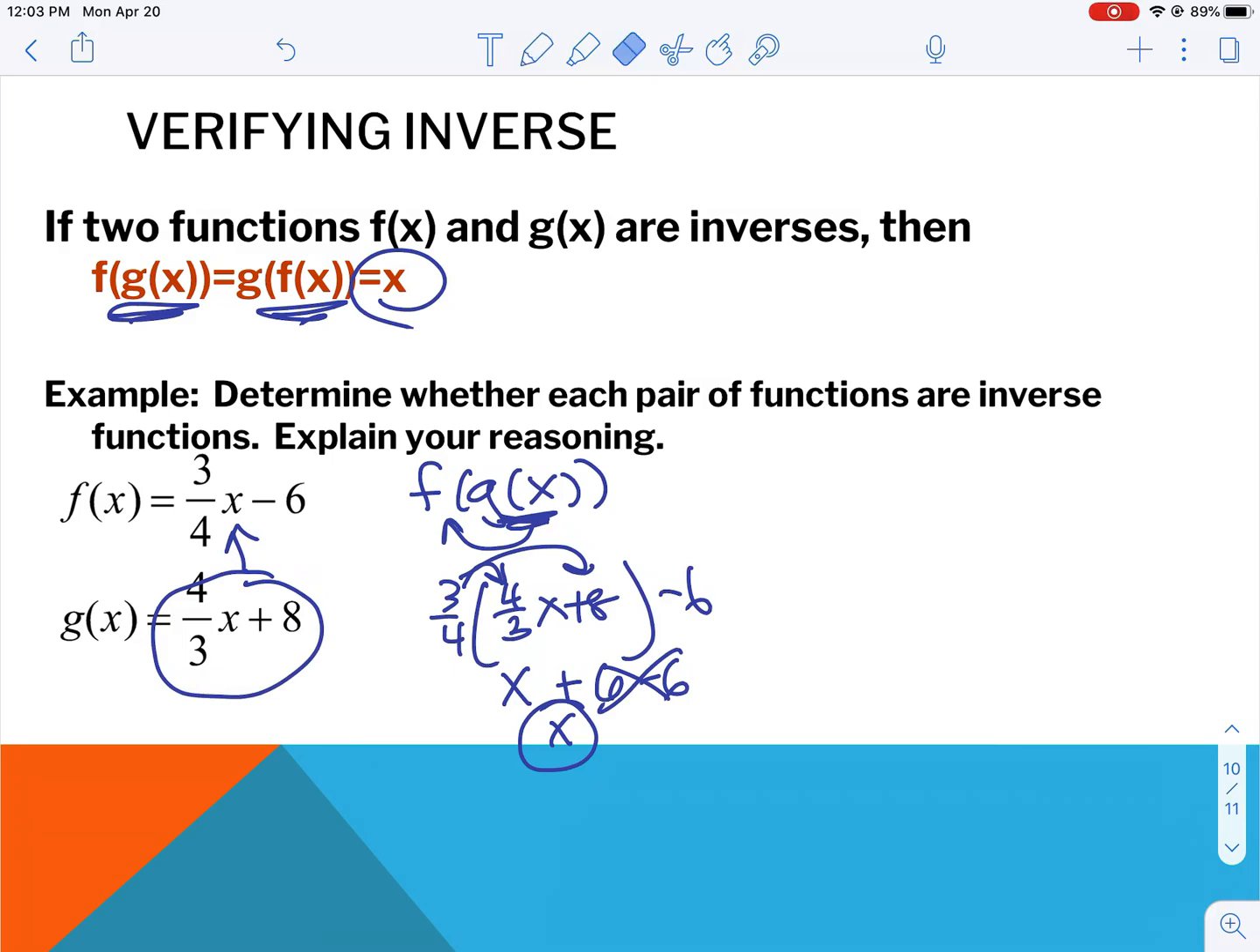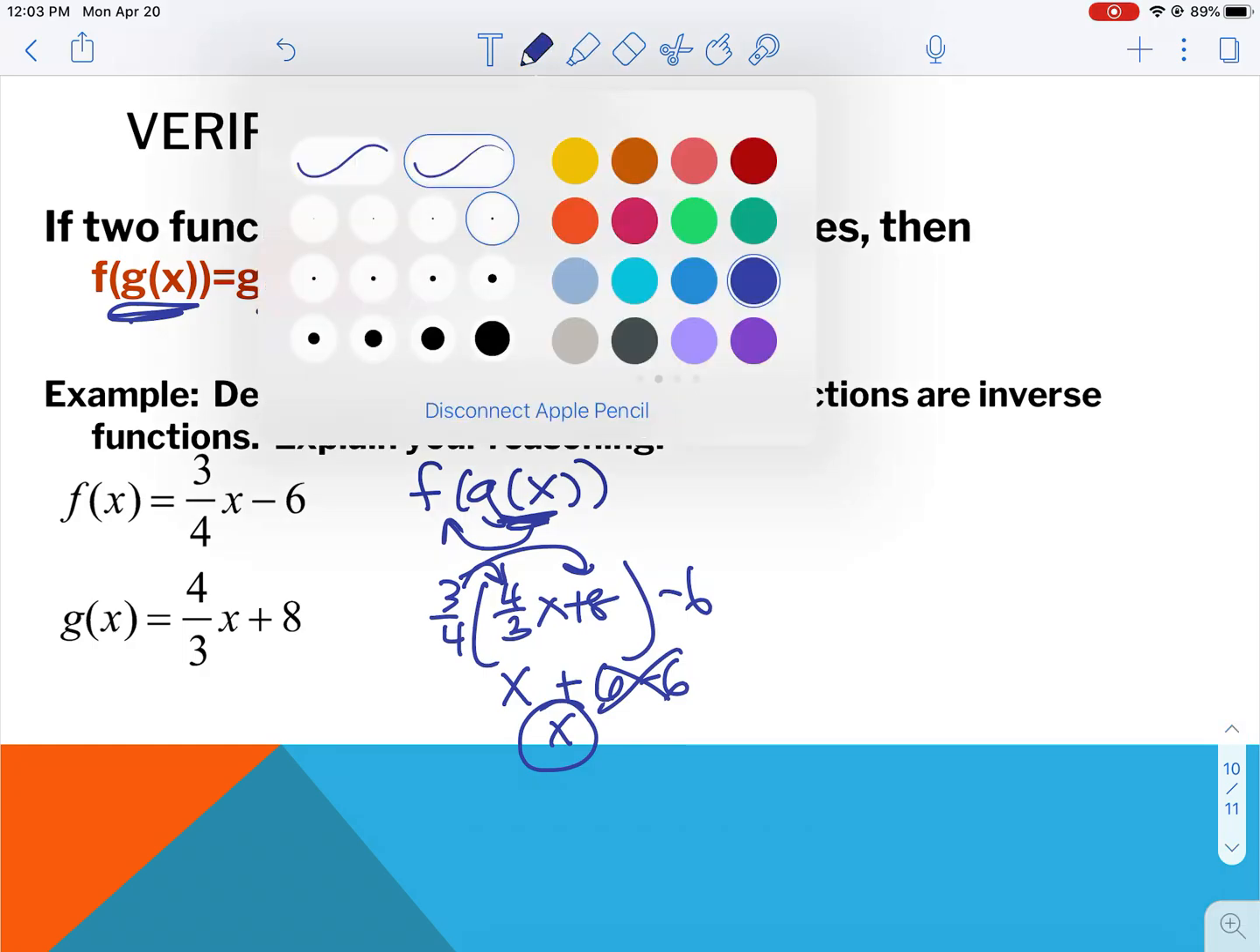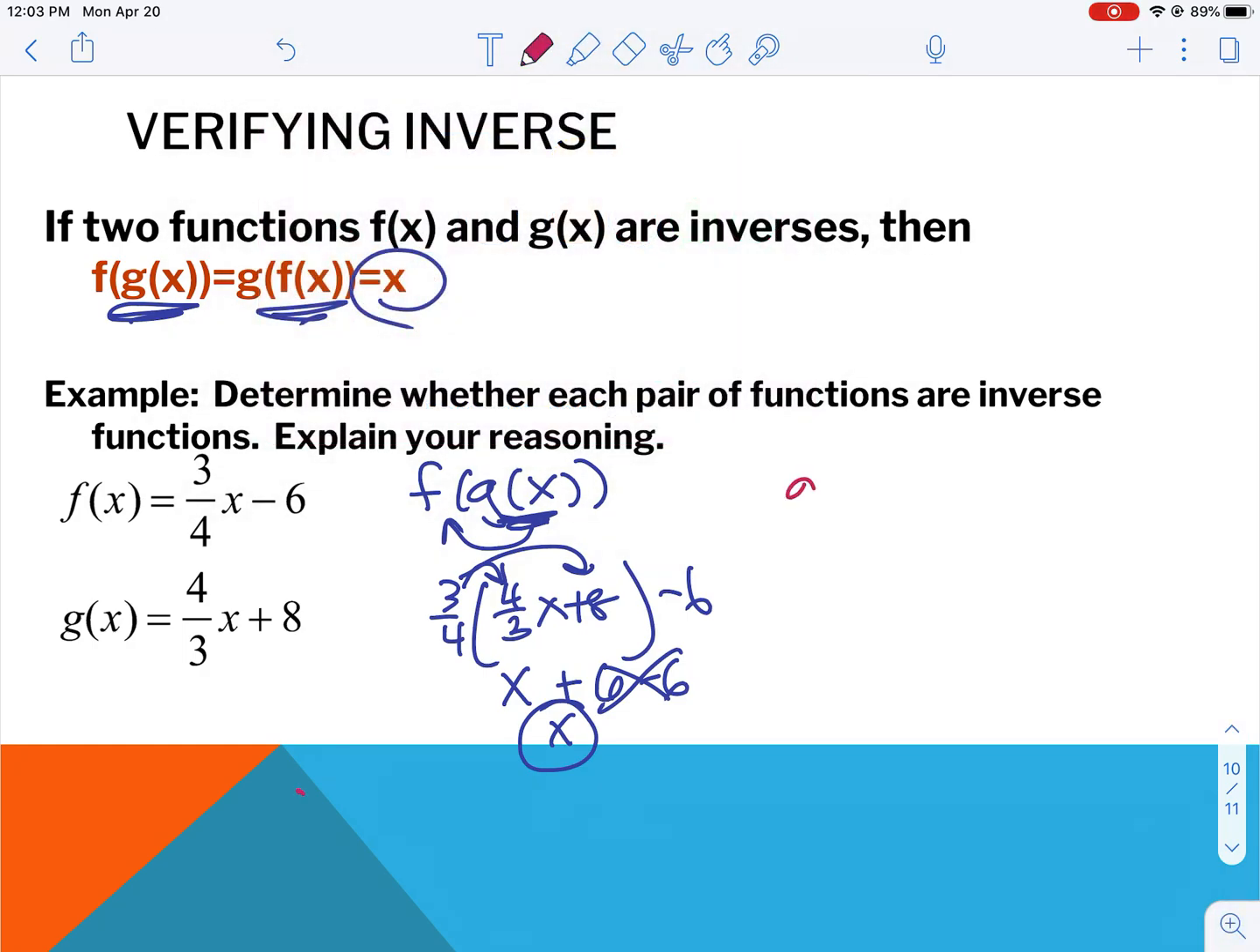That's a good sign, but you do have to do it the other way around just to make sure. Sometimes one way will work and the other doesn't. Again, we're trying to get them to be x's. Let me try it. g of f of x. That means I've got to take f and substitute it in for g. So all of this needs to go here.